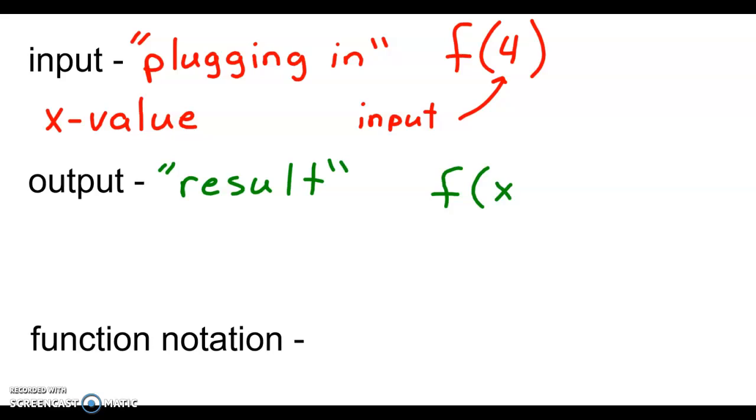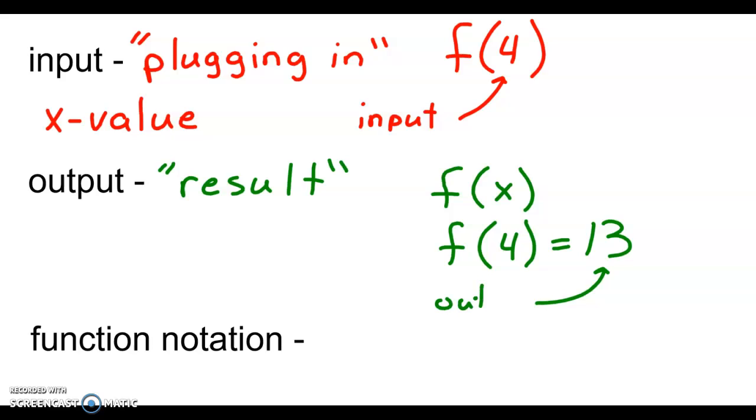In function notation, we have that f of x. So if we were to see that f of 4 ended up equaling 13, we plugged 4 in and 13 came out, that 13 is your output. And then again, in terms of an ordered pair or a function setting, that output is typically your y value in the cases that we're going to be dealing with.